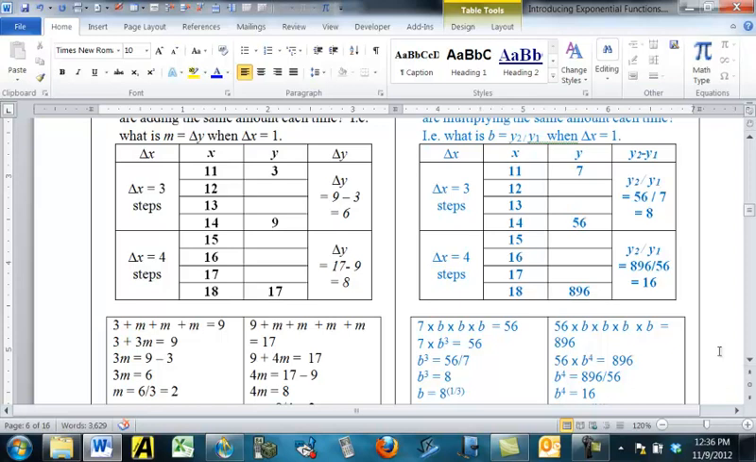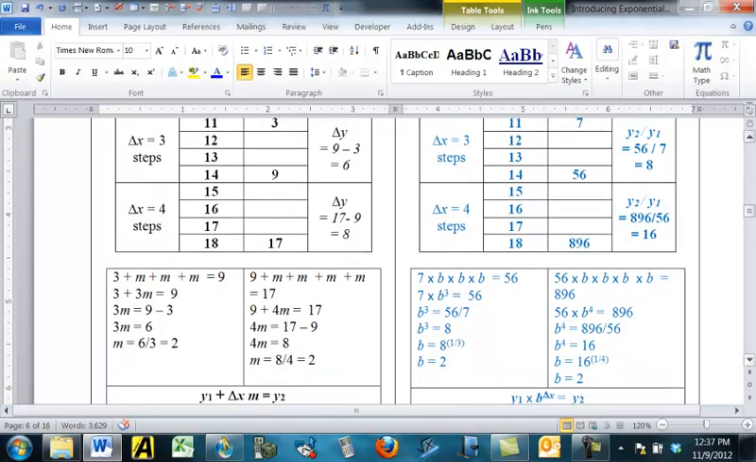Similarly, if we want to go from 9 to 17, we have to take 9 and add m, and m, to get 17, or add 9 plus 4m, 4 m's, to get 17. Subtract 9 and we get 17 minus 9, which is our delta y, is 8. And we have our delta x is 4 times m, so 4m is 8, and so divide by 4, we get m is 2.